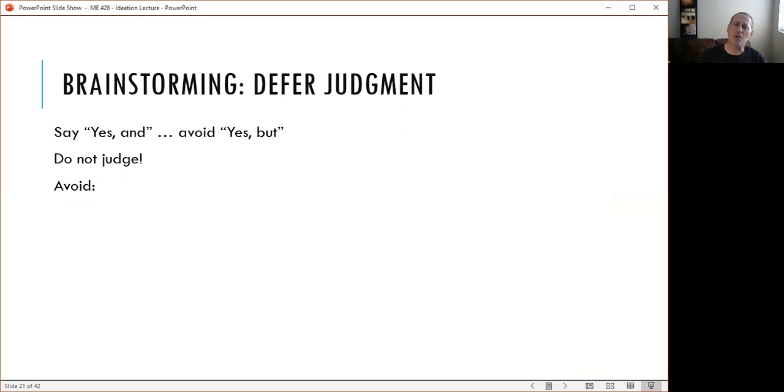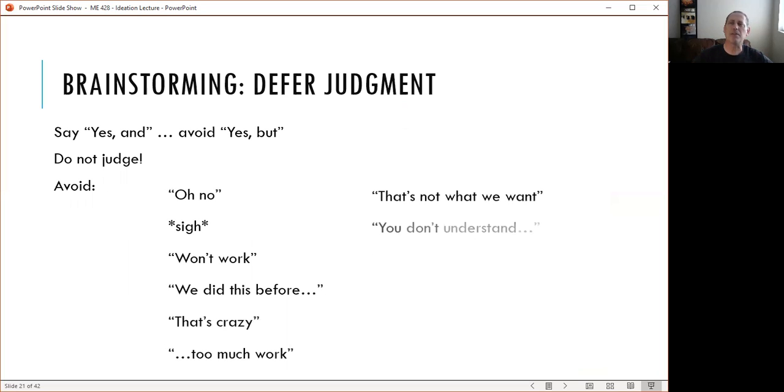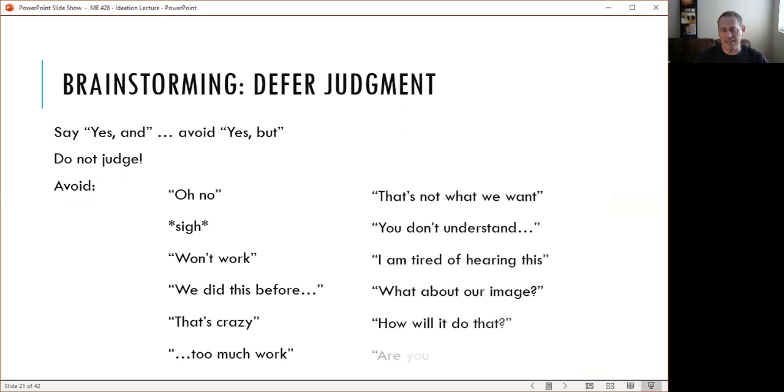So how do you avoid judging ideas? Think when someone says something, you want to mentally at least respond, and maybe verbally, yes, and. Because yes, you're affirming that they've given you an idea. Not whether it's good or bad, just that it's an idea. And the and is, what can I do with that idea? So that's the build piece. Avoid yes, but at all costs. And avoid any of these other expressions.